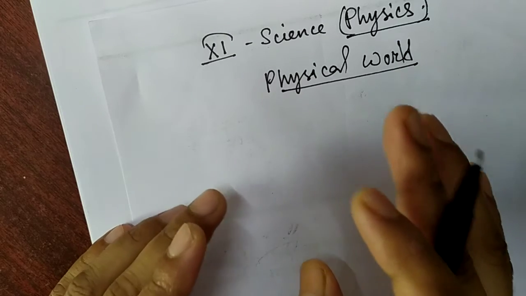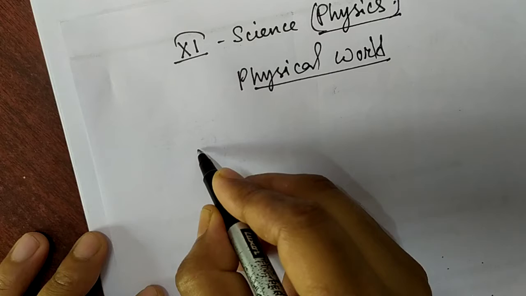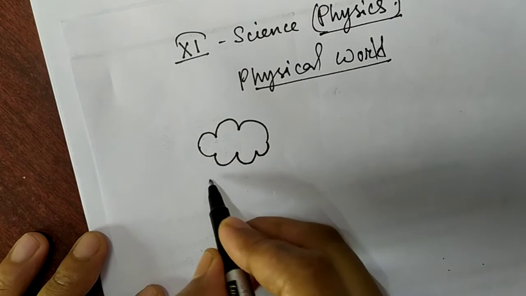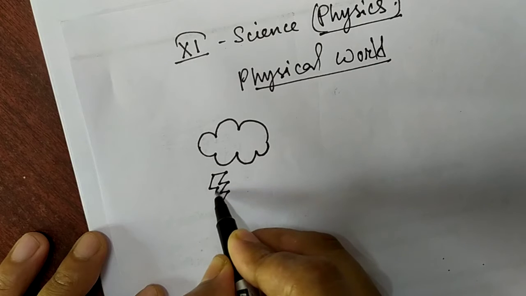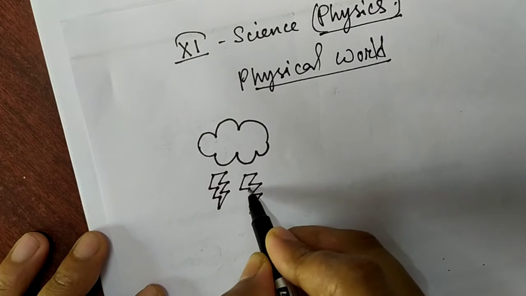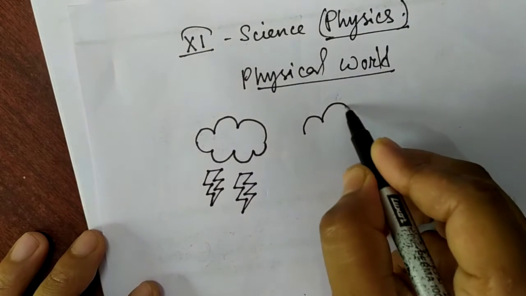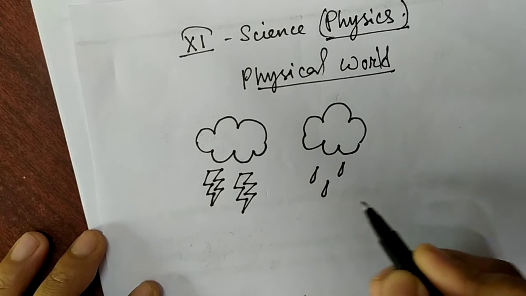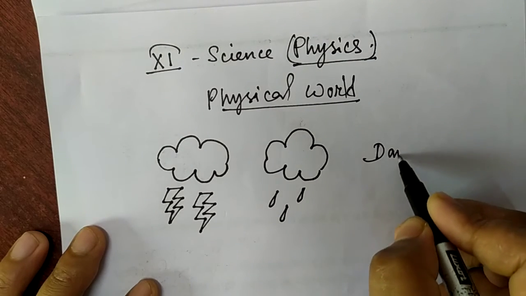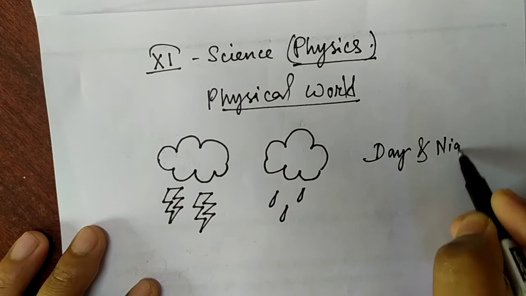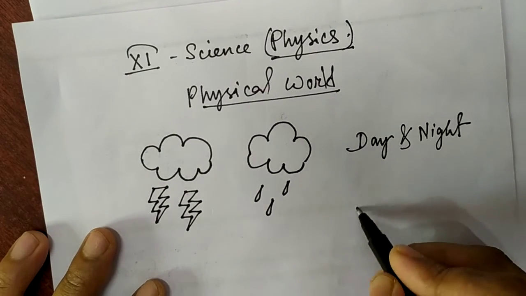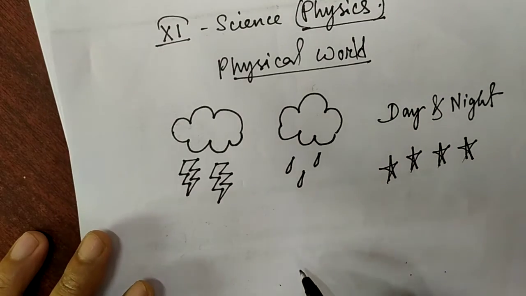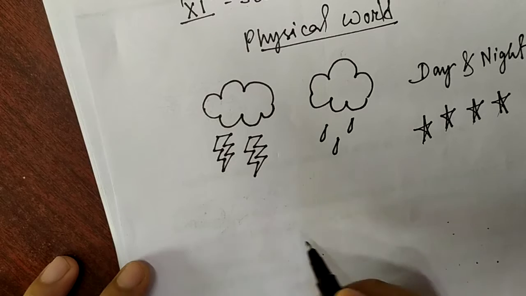Now if you ask me what are natural phenomena, I am giving you some examples. Natural phenomena are like, this is cloud. Out of your cave, what you can see: thunderstorm. This is thunder. This is another cloud. Out of your cave you can see rain. You can see day and night. You can see twinkling of stars and so many. So these are the physical phenomena.